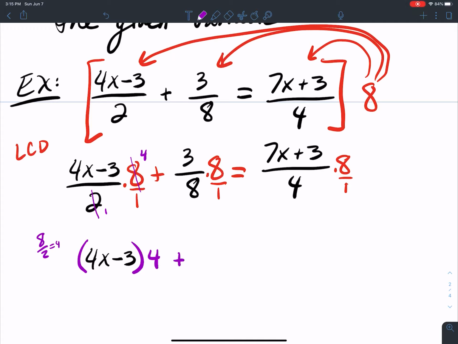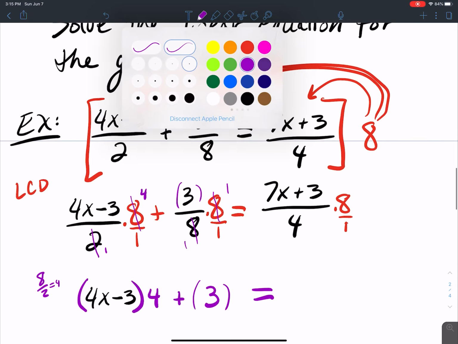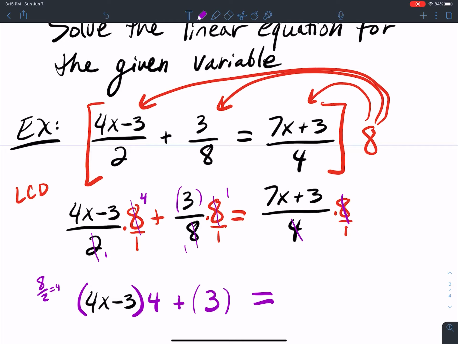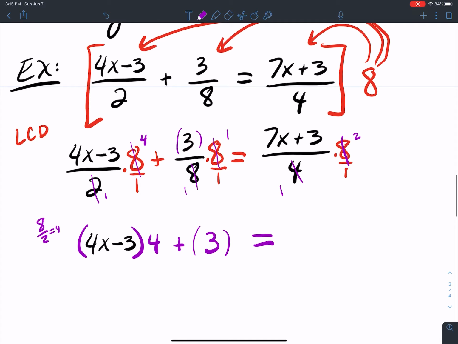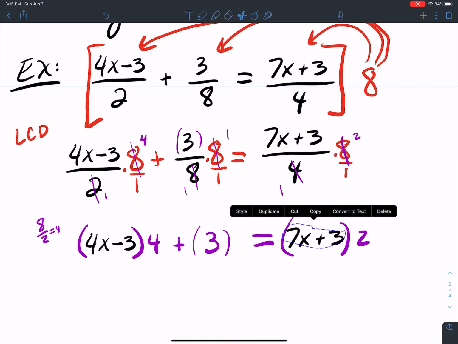And then the next piece, well, what happens here? This 8 cancels with that 8, and so what am I left with? I'm just left with this 3 here, okay? And then that's equal to, now 8 and 4 cancel, and so what do I have? In my parentheses, I have 7x plus 3 multiplied by the 2, okay?